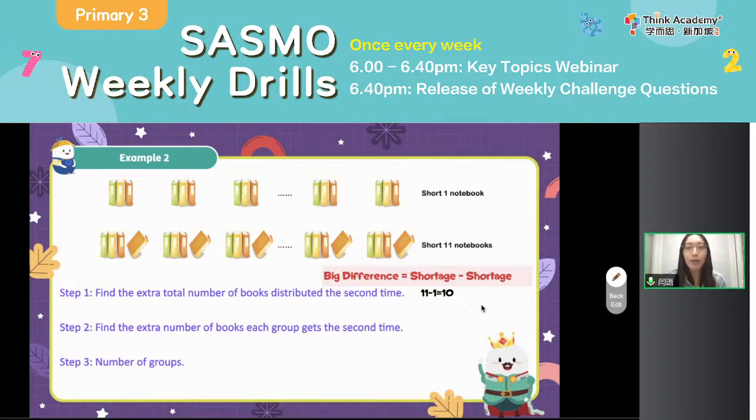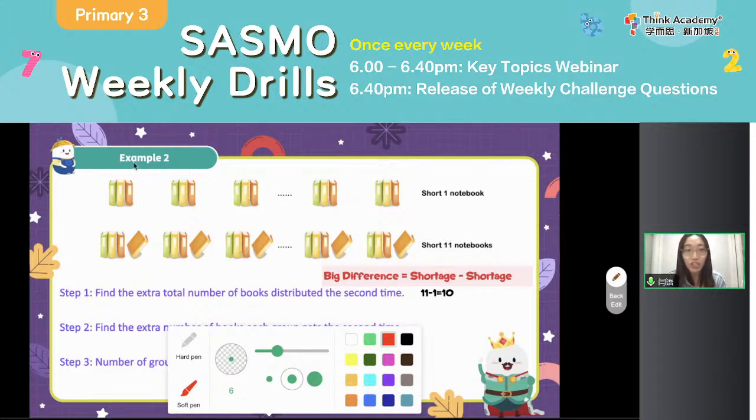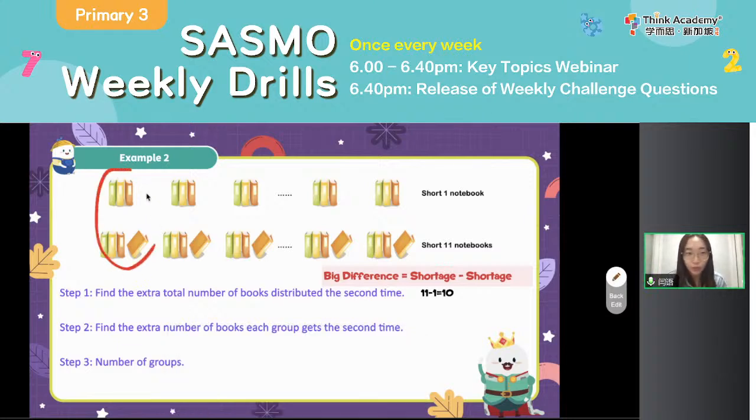Okay, and next one, what about the extra number of books each group gets the second time? So what is the small difference here? Everyone look here, you just focus on each group. Okay, try to find that. What is the small difference?